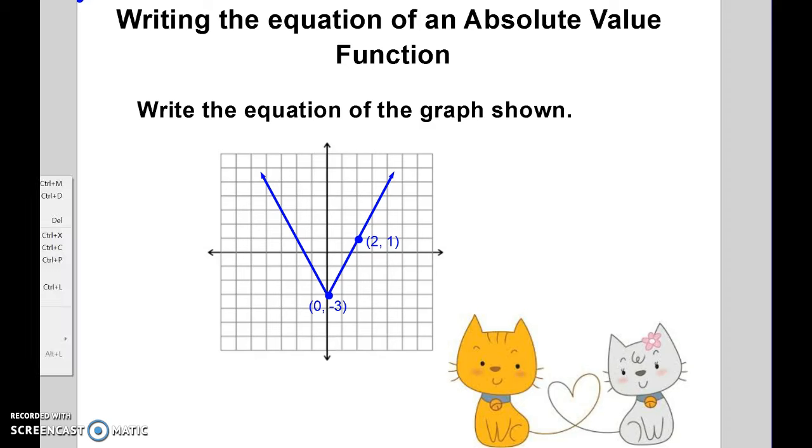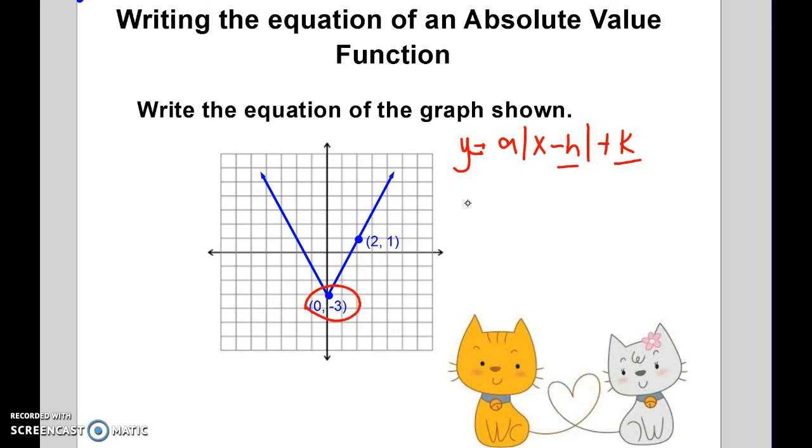Okay, this is writing an equation from the graph that's there. So if we look at the graph, what do we need to know? Well, our equation is y equals a times the absolute value of x minus h plus k. So I know already the h and the k are going to be my vertex. So it's y equals a, absolute value x minus h, which is 0, plus k, which is negative 3. I don't need to put the minus 0, but I do need to fill in the slope.